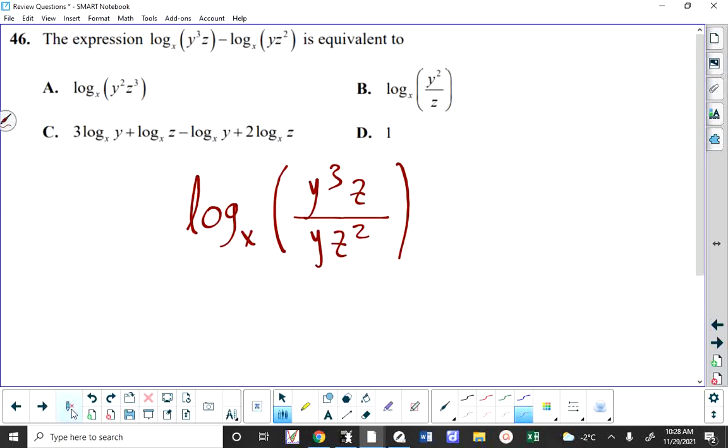I have y cubed on the top, I have y to the 1 on the bottom, which will, when I cancel a y, give me y squared. And then I have z squared on the bottom and z on the top. When I cancel a z from the top and the bottom, I have z on the bottom. So the correct answer here is B.